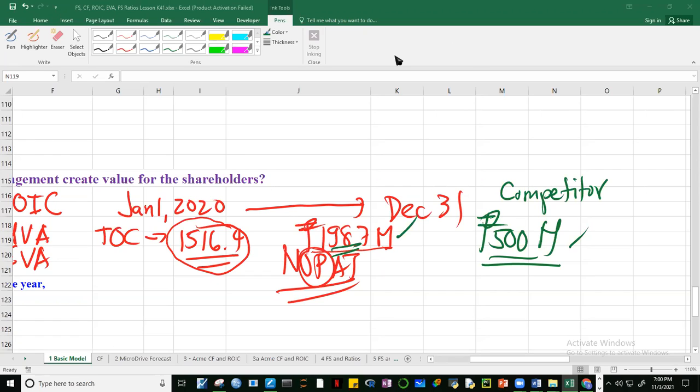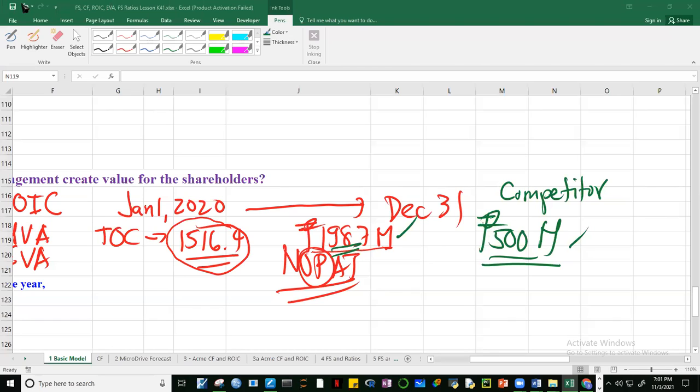Okay, so we have a chat here. John, could you kindly explain your answer? "I think, sir, we need to know also the total operating capital to know which one performed better." Yes, okay. Thank you, John. That's very good. That's correct, guys, because we can't just base it on the 198.7 and the 500.